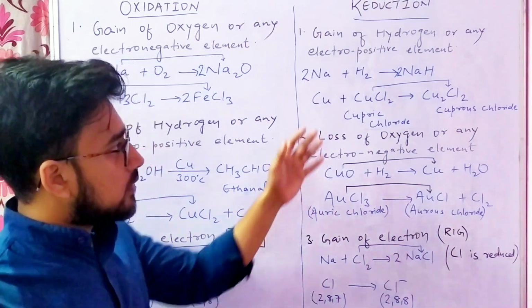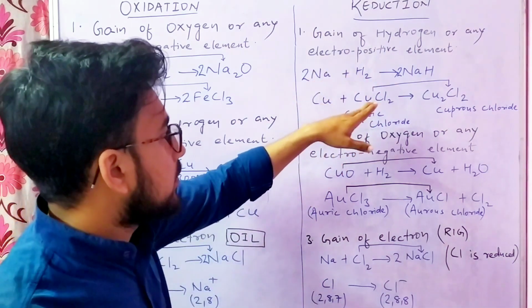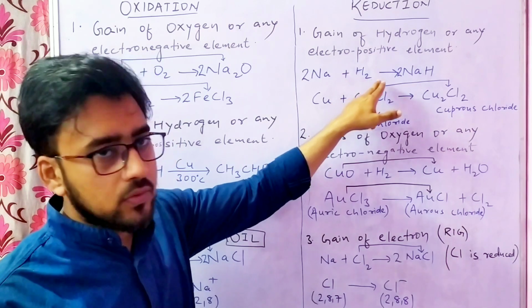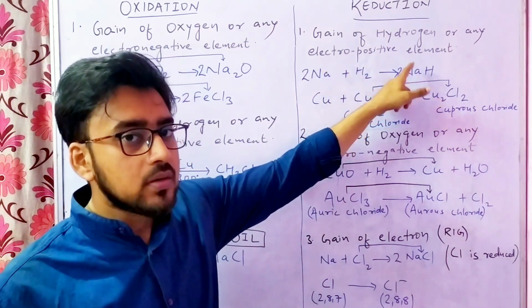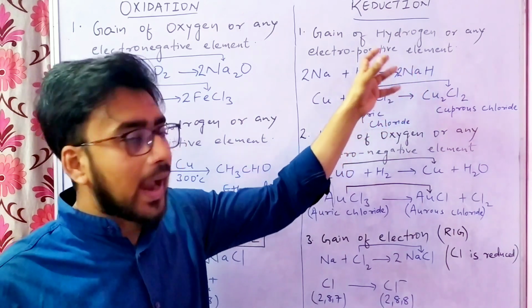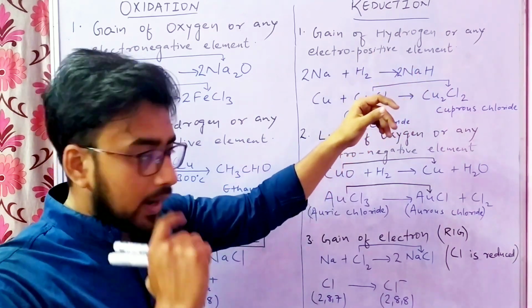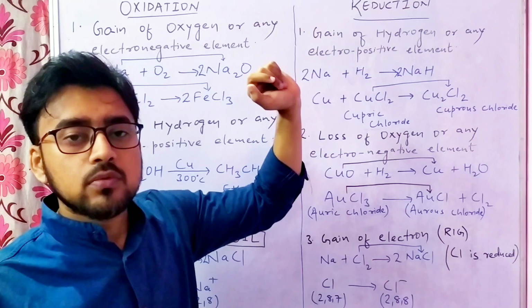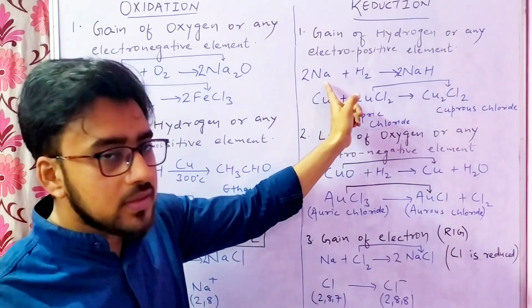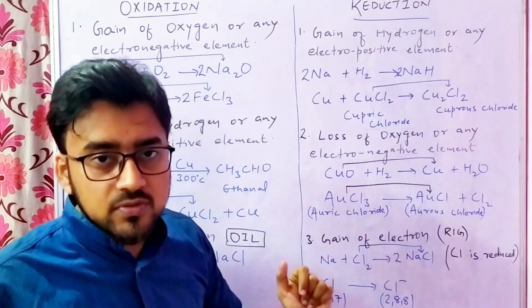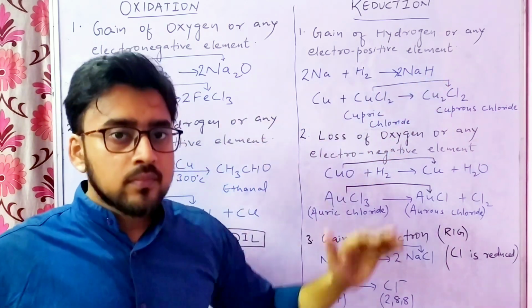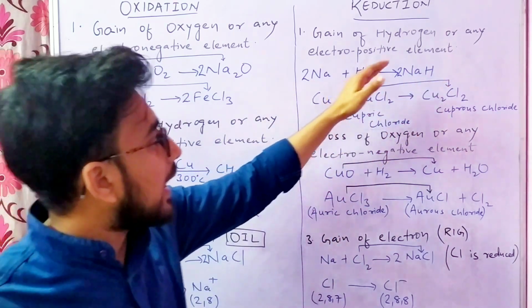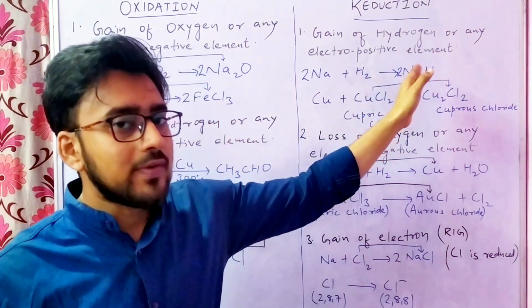So in this reaction, what is happening here? Sodium plus hydrogen. So hydrogen is added to the sodium. You can see in the product, hydrogen is added to the sodium. So addition of hydrogen is called reduction. So you can say that sodium is reduced. Why is sodium reduced? Because of addition of hydrogen. Am I clear?